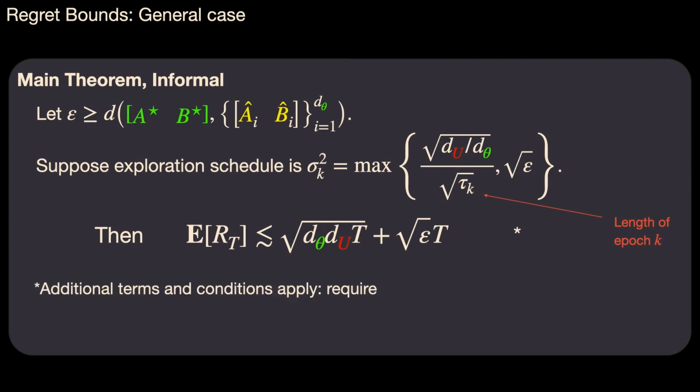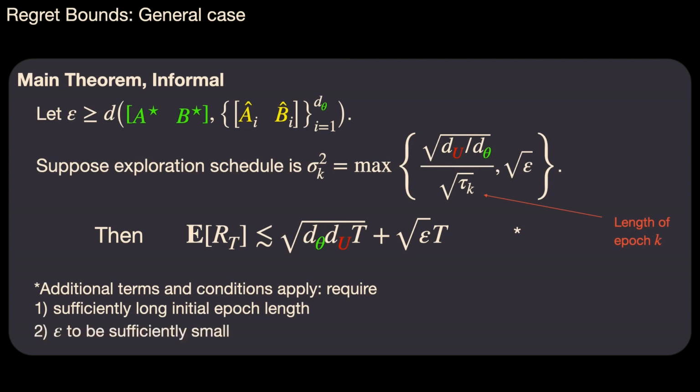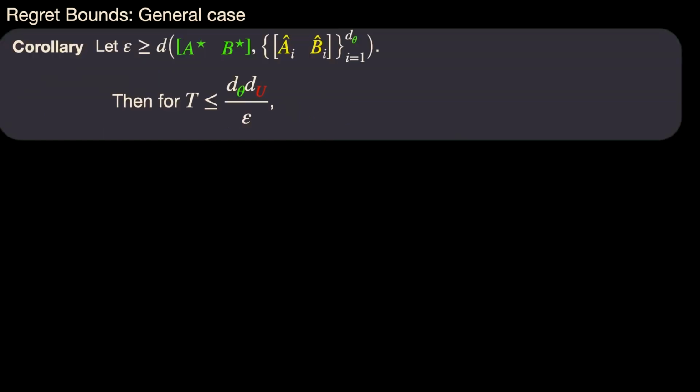Now, this is under some additional terms and conditions. So firstly, we need an initial epoch length that's sufficiently long. And we also need our misspecification level to be sufficiently small that we can actually get stabilizing controllers from LQR synthesis. Okay, so to understand this bound a little bit better, let's look into the low data regime.